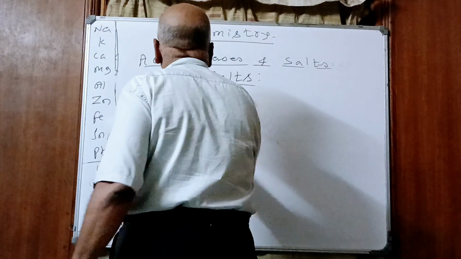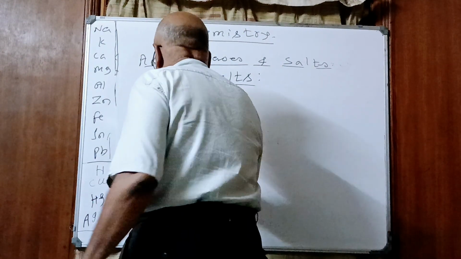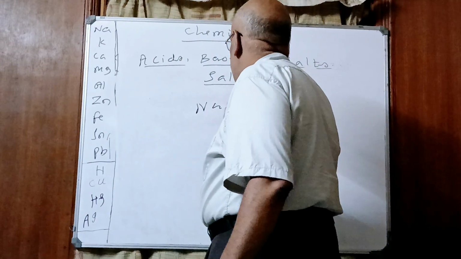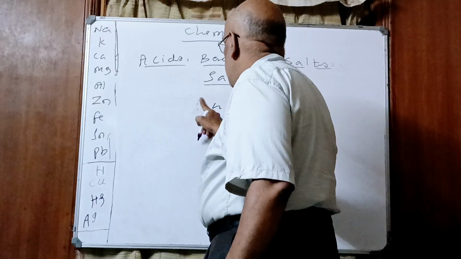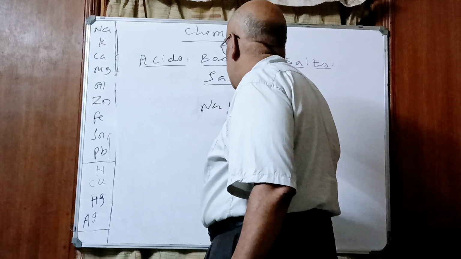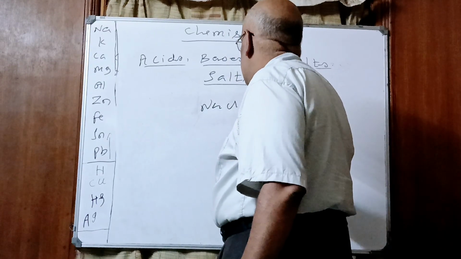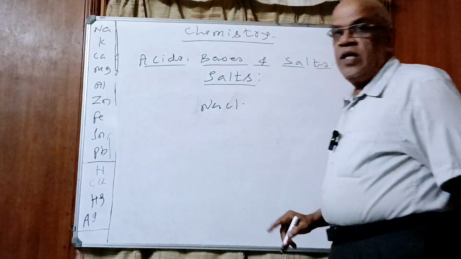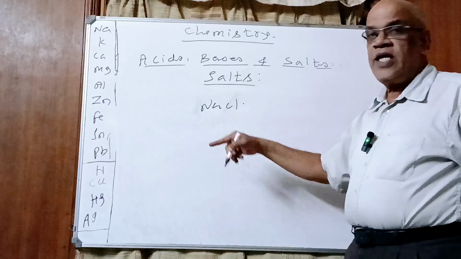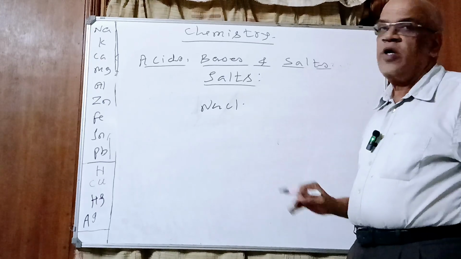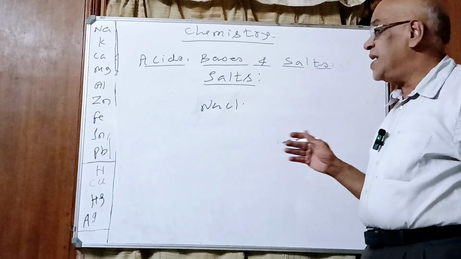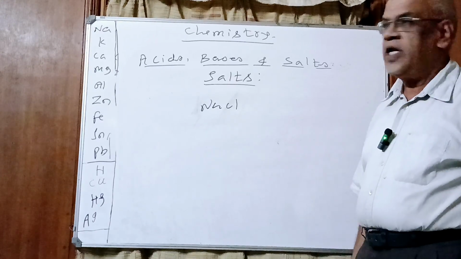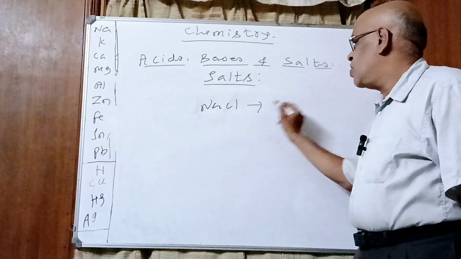Now, take a salt. Sodium chloride. Sodium chloride is a salt which we use in the kitchen. We call it namak in Hindi. Isn't it? Sodium chloride is a salt. Understood? Normally we say salt for sodium chloride. But salt is the general name. Salt doesn't refer only to sodium chloride. Sometimes sodium chloride is also called salt.